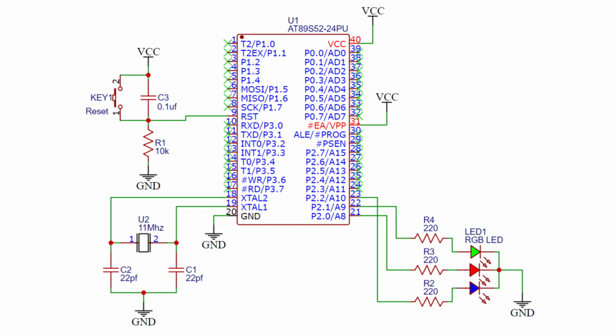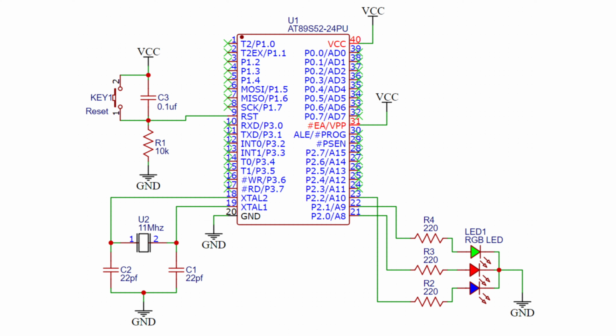The 8089S52 microcontroller is powered by VCC and GND connections, and a reset circuit is implemented using a 10 kilo ohm pull down resistor and a 0.1 microfarad capacitor with a push button to reset the microcontroller when pressed. A 11 MHz crystal oscillator with two 220 picofarad capacitors provides the required clock signal for the microcontroller.